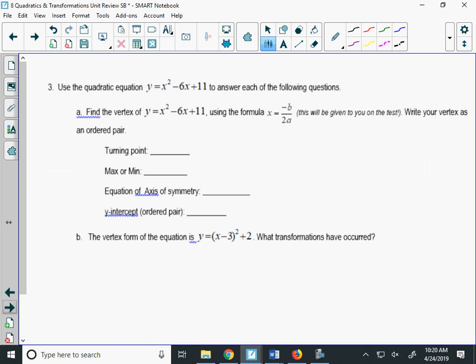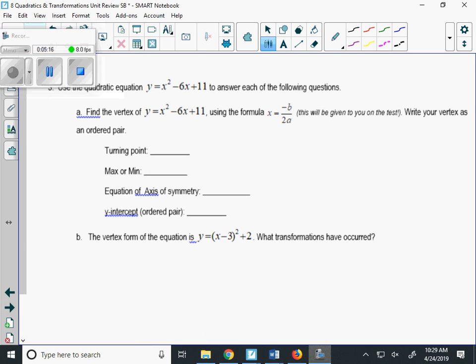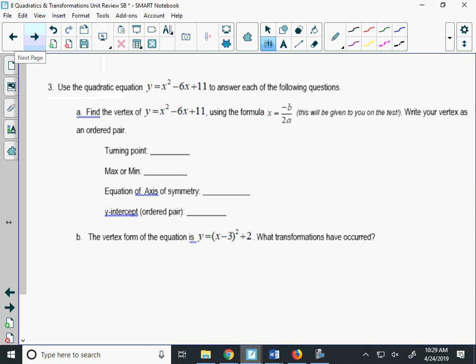All right, the next one we're going to look at is number 3. For number 3, it says we can use Desmos for this as well, so we can check our work. So find the vertex of x squared minus 6x plus 11 using the formula the opposite of b over 2a.